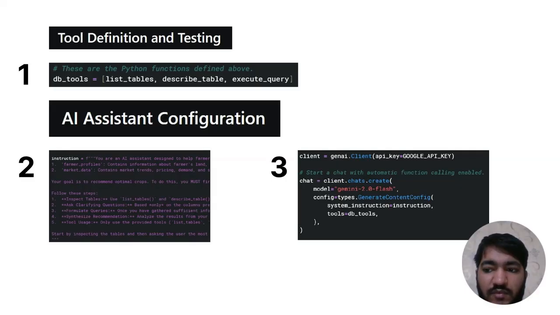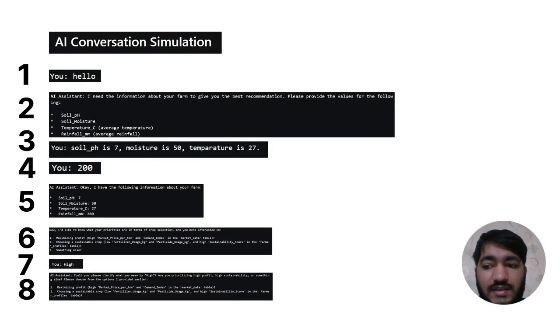I configure my AI model with detailed system instruction. This instruction guides the AI behavior, defining its role as an agricultural advisor and outlining a multi-step process: inspect tables, ask clarifying questions based on available data, formulate SQL queries using the tool, and synthesize the result to provide optimal crop recommendations based on both farmer conditions and market viability. I then establish a chat interface binding my defined database tools to the Gemini model.